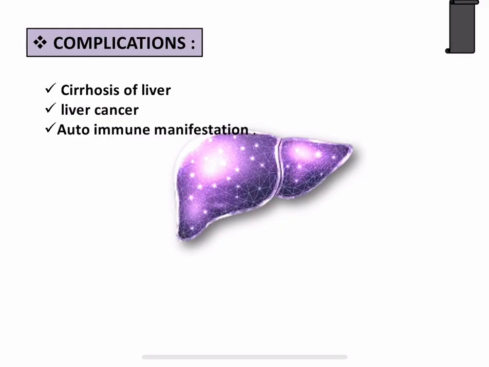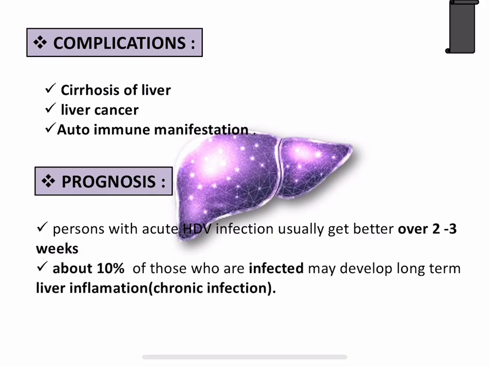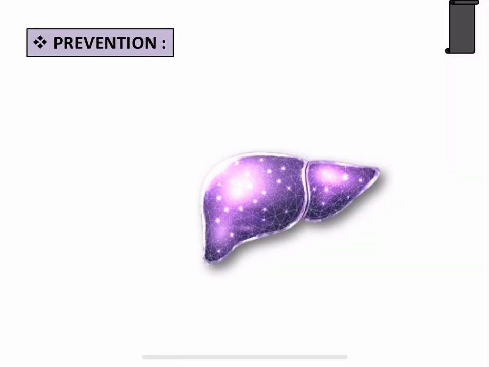resulting in the autoimmune manifestations. The prognosis is that a person with acute HDV will get better over 2 to 3 weeks. About 10% of those people who are infected may develop a long-term liver inflammation, which is a chronic infection.